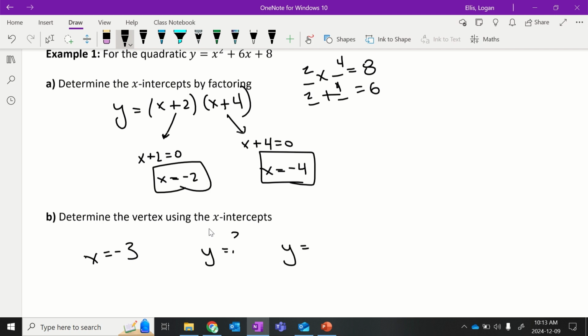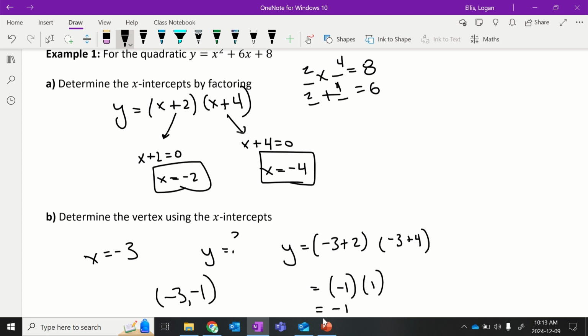You're going to get y equals negative 3 plus 2, right? And negative 3 plus 4. And so your y value is negative 1 times 1, which is negative 1. So our vertex is negative 3, negative 1. We get that just basically by finding the middle of the x-intercepts, so it's got to be negative 3, and then you put it into your equation, and you'll get negative 1. I think I did that all right.